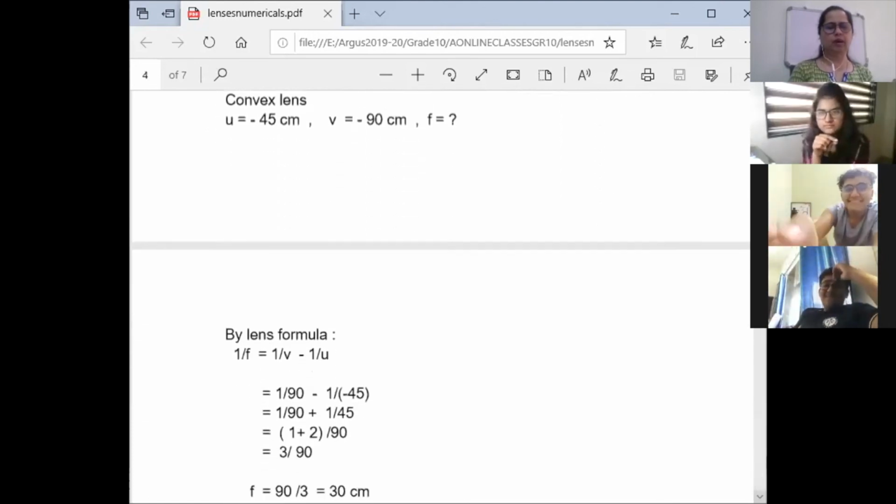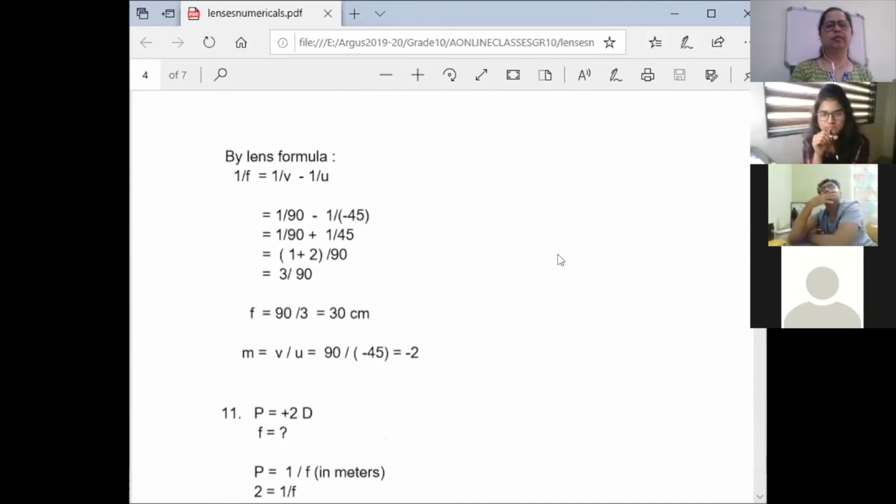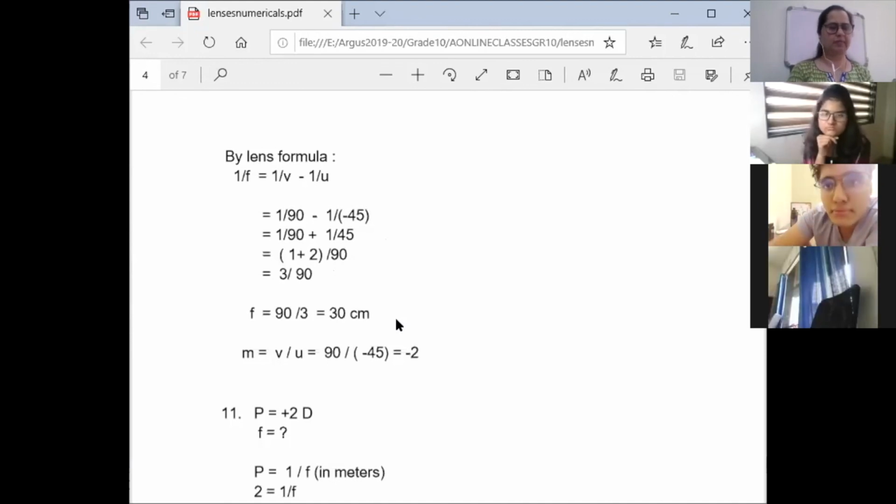So by the lens formula, very simple: 1 upon F equal to 1 upon V minus 1 upon U. After that you will take 1 upon 90 minus 1 upon minus 45 and you solve it. LCM is 90. So you will get 1 upon F equal to 3 upon 90. So F will be 90 upon 3, that is 30 centimeter. So F will be 30 centimeter, right?